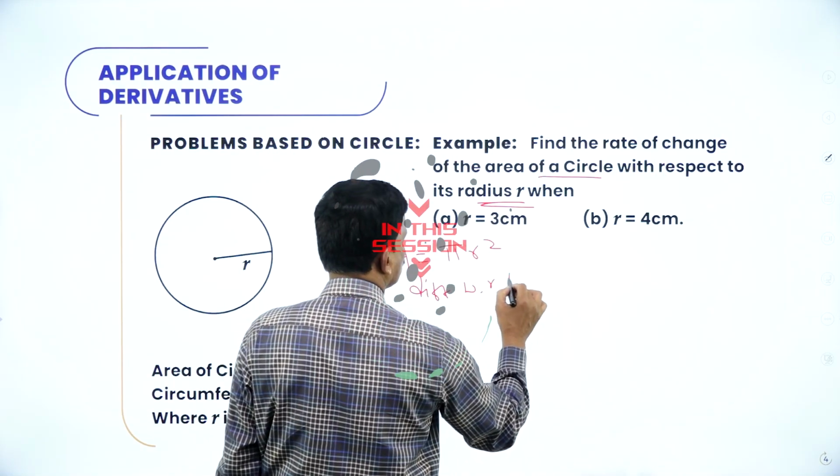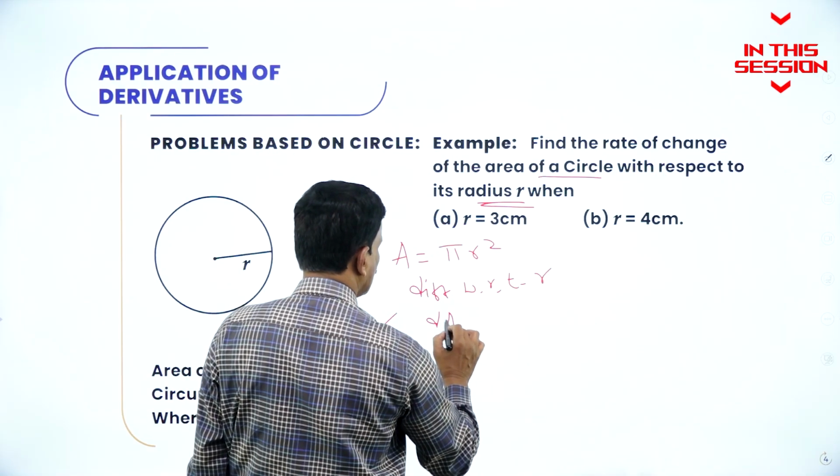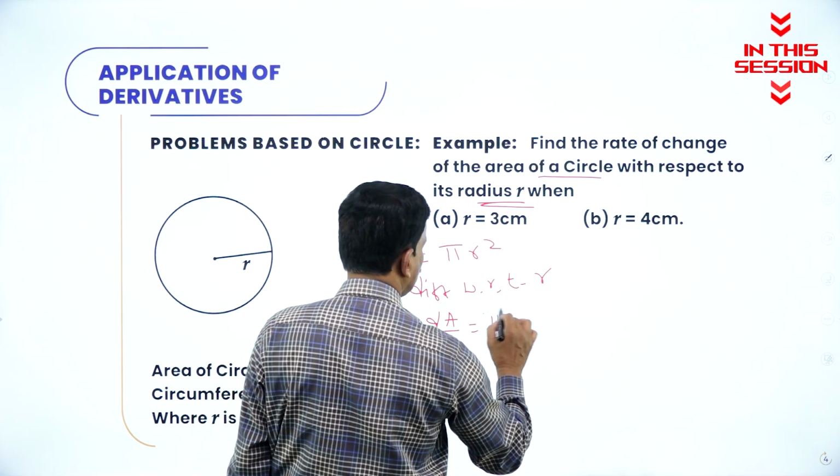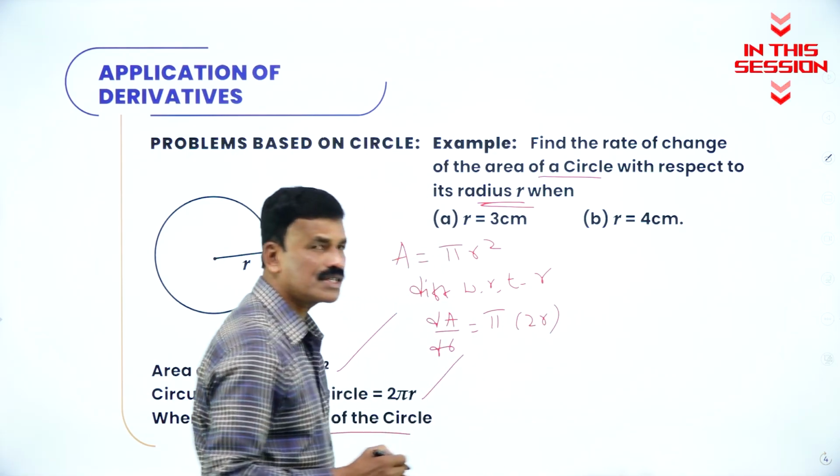Differentiate with respect to the radius r. Then we will get dA by dr is equal to pi into differentiation of r square is 2r.